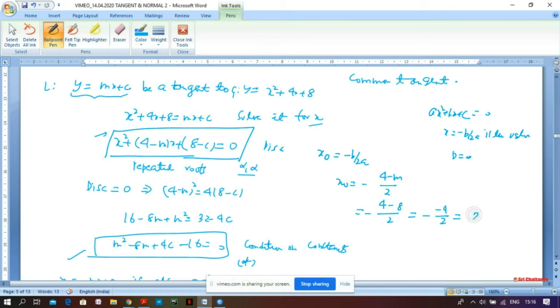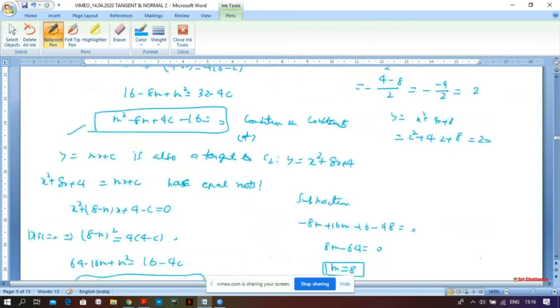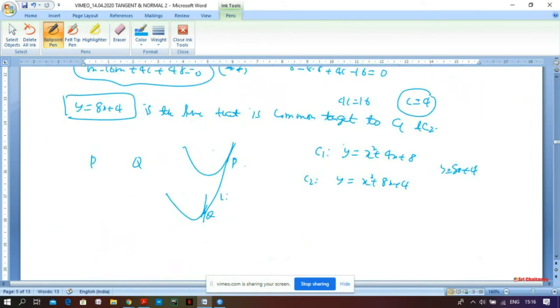So that is 2. So it means we can say that indeed this line L meets this curve at the point x equal to 2, and y I can calculate from the line itself, or I can calculate from here. So y is x square plus 4x plus 8, so that is 2 square plus 4 into 2 plus 8, that is 20. So I will say that this line L meets the curve x square plus 4x plus 8 at the point 2 comma 20. That line was y equal to mx plus c, and as you saw that m was 8, so the line was 8x plus 4.